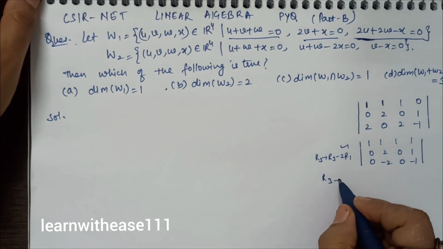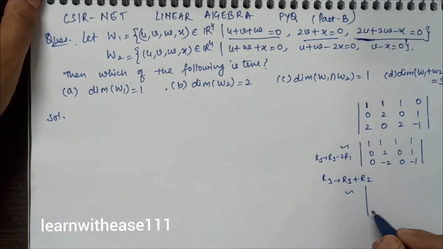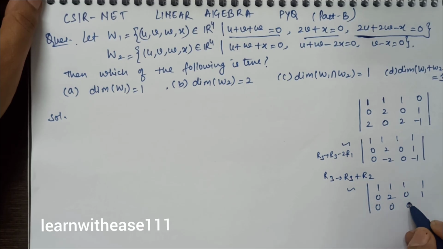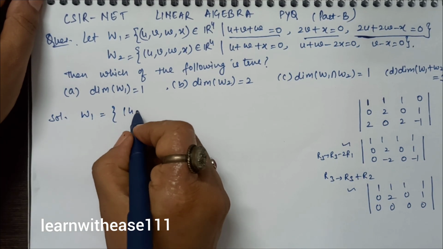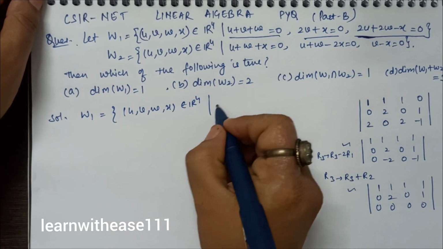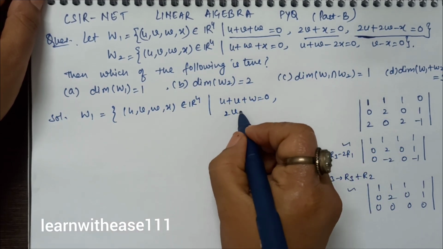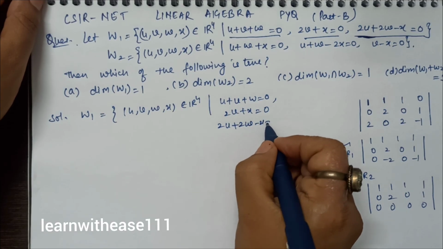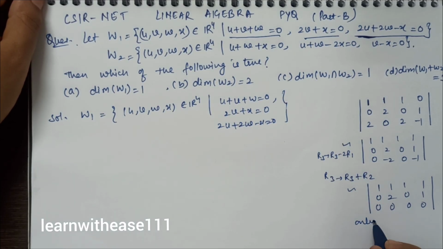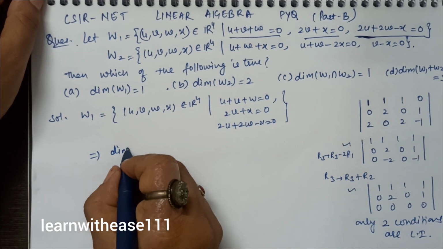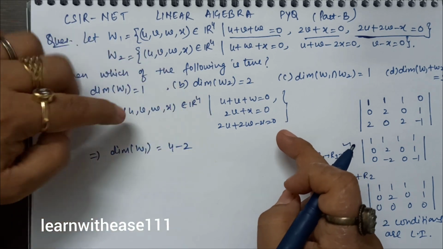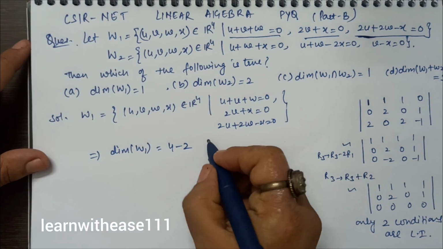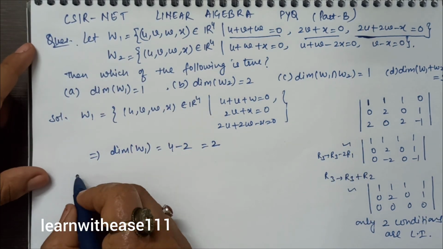Now we can see R3 can be totally made the 0 row by R3 tends to R3 plus R2. So now we are getting only two independent rows. That means there are only two conditions which are linearly independent out of 3. So dimension of W1 is less than or equal to 4. Now with these two linearly independent conditions, dimension of W1 will be 4 minus 2, that is 2. So the first option is incorrect.